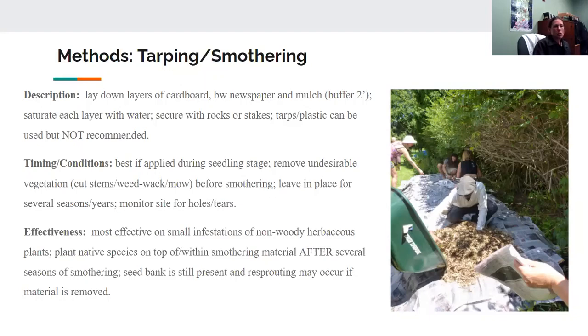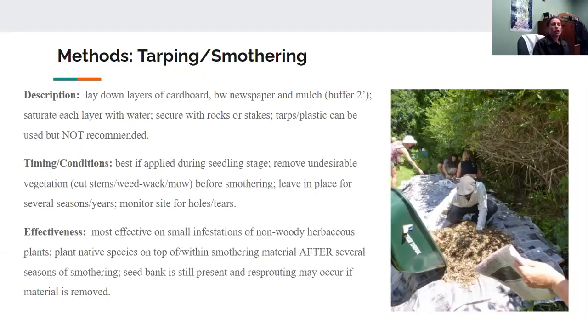You can use tarps or plastic, but I'm not recommending that you do that because we're trying to minimize the amount of plastic that's in the environment. Plus, plastic can get very brittle quite quickly. And all that work that you did, you're going to see your plants start to come through if you use plastic over time.